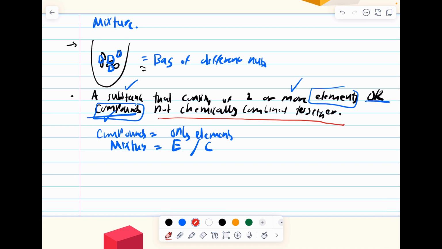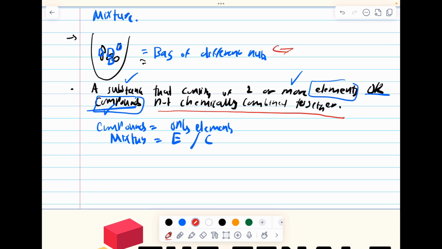And with mixtures, it's very easy to separate. So like with the bag of nuts, I can easily separate the nuts from each other. I can easily take out the nuts. Let's just say you have sand and salt. You can easily separate them, but that'll take very long. But yeah, that's pretty much mixtures for you.